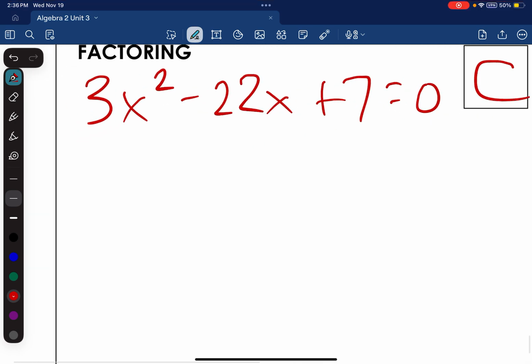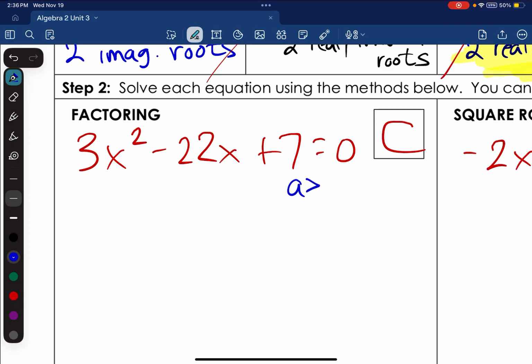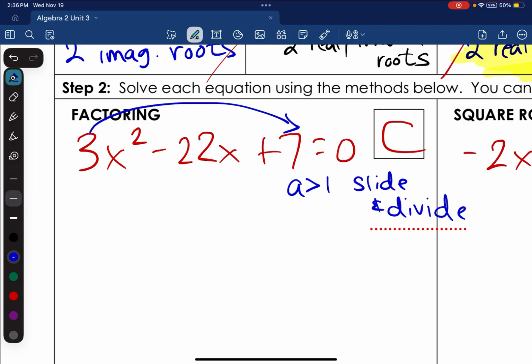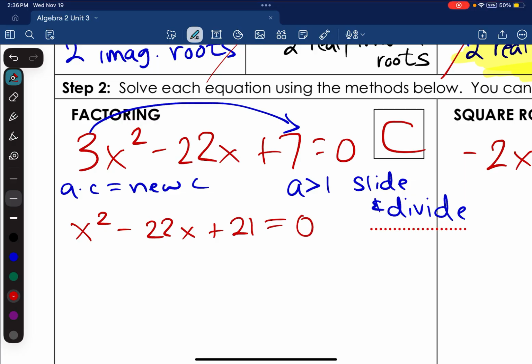So solving by factoring. This is a trinomial where A is greater than 1. So we have to do slide and divide. I take 3 and I slide it over here and I multiply it. So that's A times C to get a new C. The way that looks is x squared minus 22x plus 21, because 3 times 7. From there, this is now A equals 1, where I can ask what are 2 numbers that multiply to be 21 but add to be negative 22.